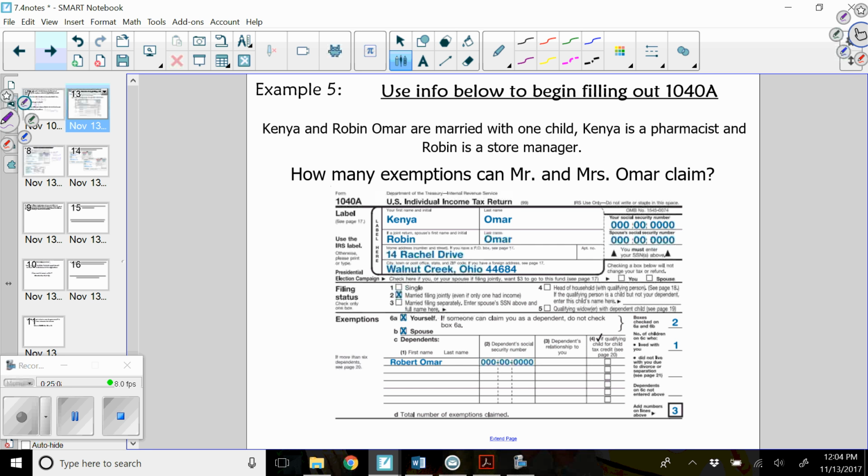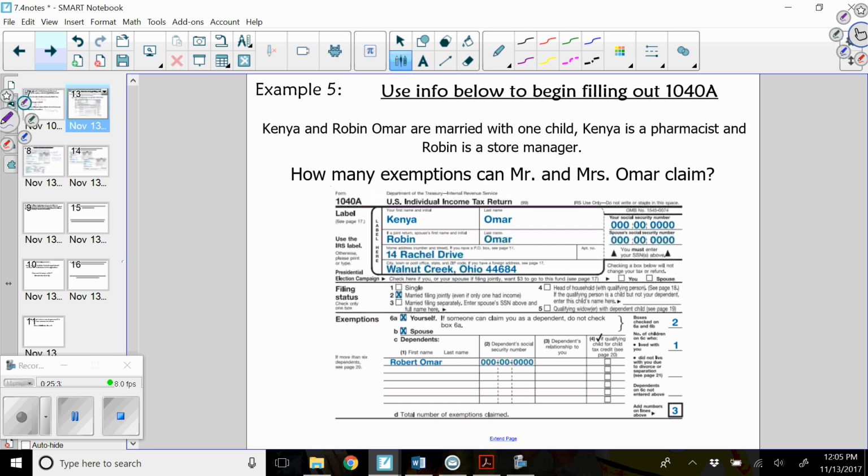All right, example 5. Use the info below. So we're going to start filling out your 1040A. So again, we're going to kind of keep referring back to this. Kenya and Robin Omar are married with one child. Kenya is a pharmacist. Robin is a store manager. How many exemptions can Mr. and Mrs. Omar claim? So this is part of the 1040A form that I have given you guys.